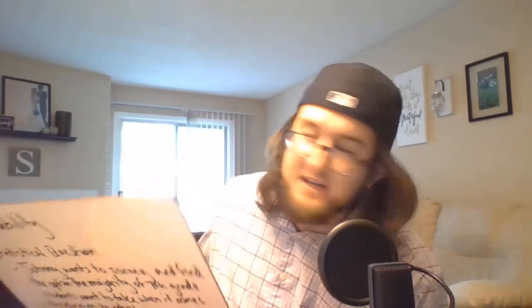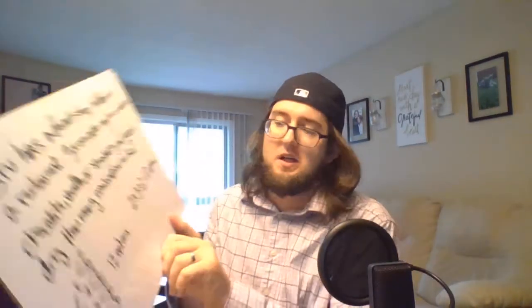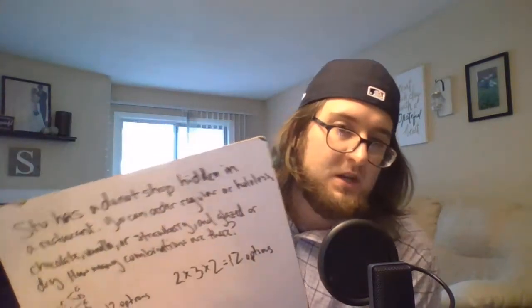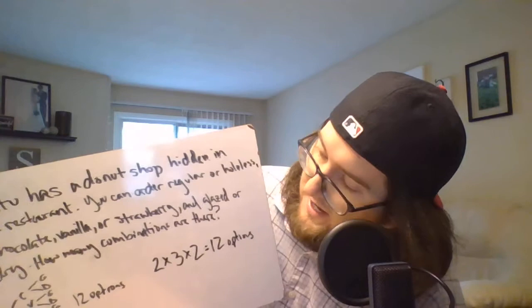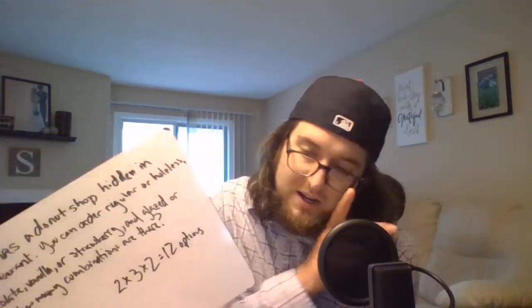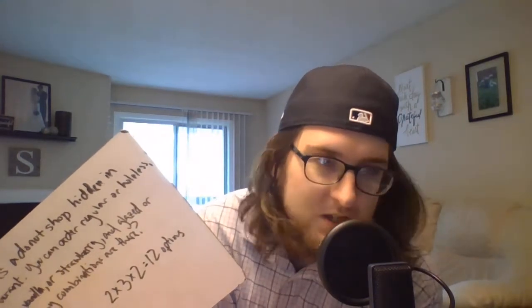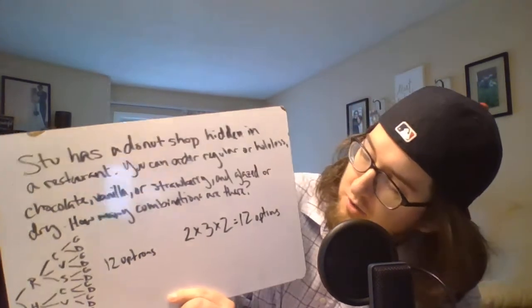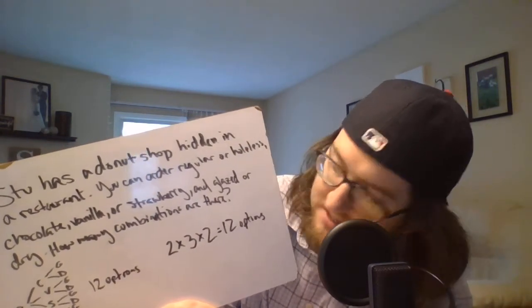So, anyways, that's that. Then we have a combination question. Again, a lot of reading here. I don't expect you to read that. I'll read it to you. Stu has a donut shop hidden in a restaurant. Now, what kind of a man named Stu would hide a donut shop in a restaurant? Doesn't make sense. You can order regular or holeless, chocolate, vanilla, or strawberry, and glazed or dry.